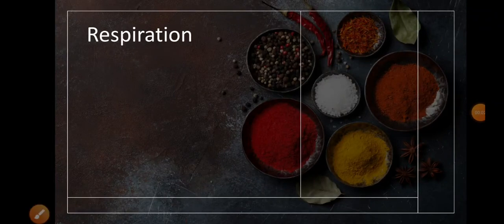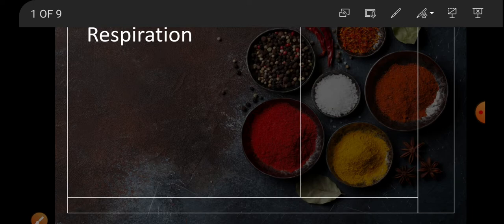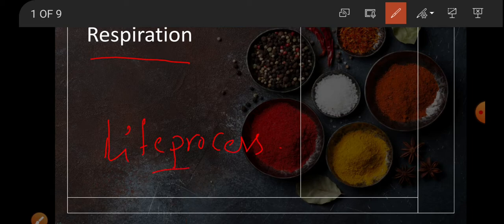Namaste children. Today we are going to start a new chapter, that is respiration. So before this chapter, let us recollect our last chapter, nutrition in animals, where we first used a word, life process. So what is meant by life process?